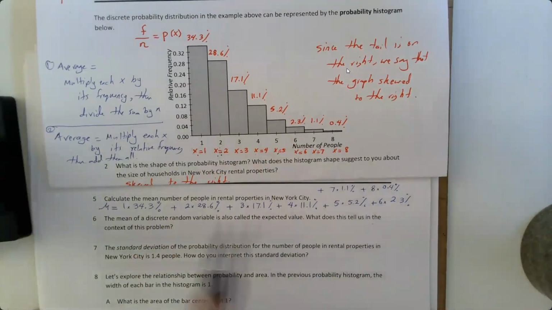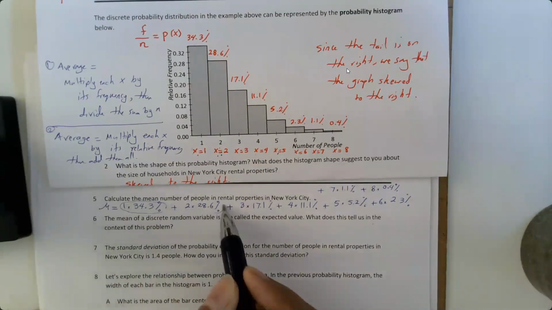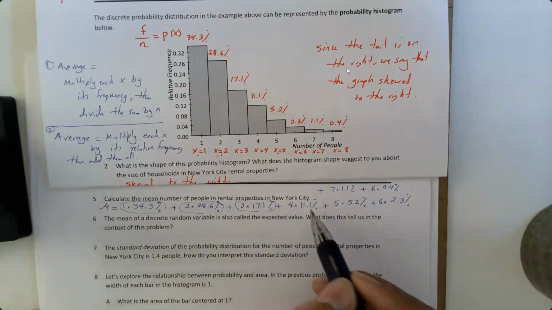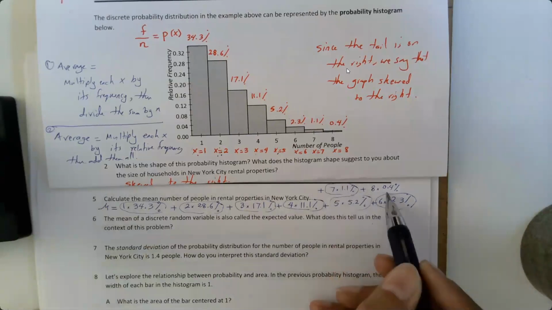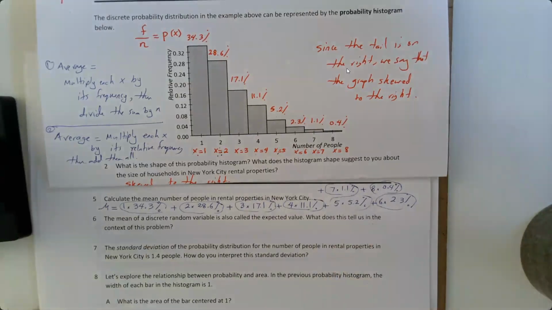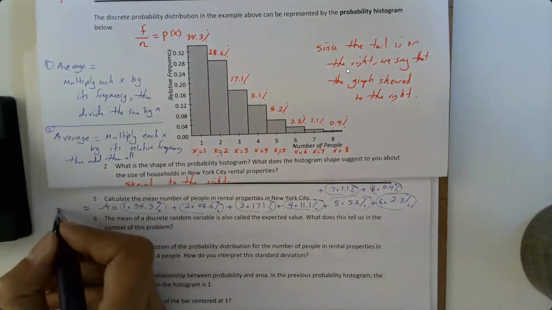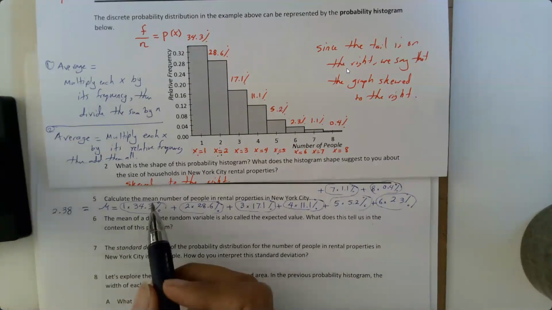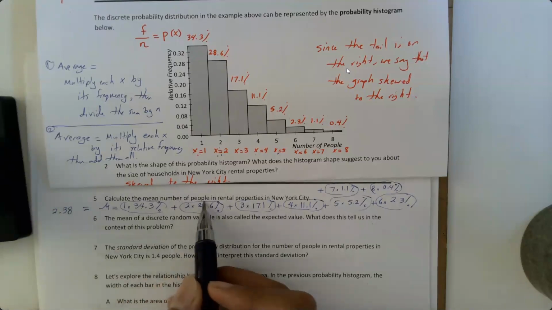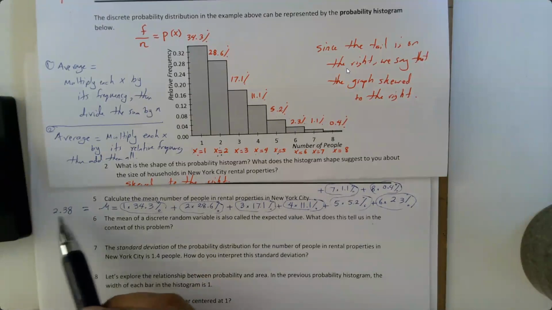Okay, now we have to multiply first. So you multiply each of these numbers together and then add them together. After simplifying the whole thing, you get 2.38. The mean number of people in rental properties in New York City on average is 2.38.